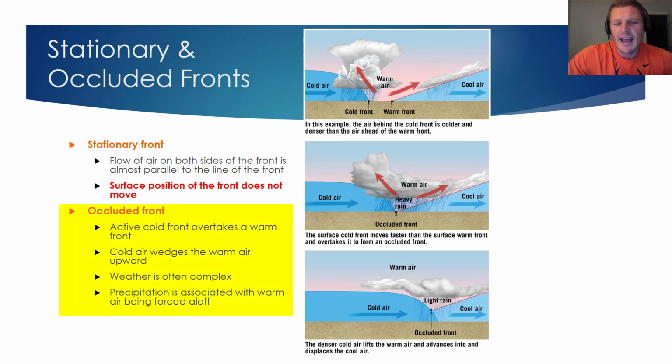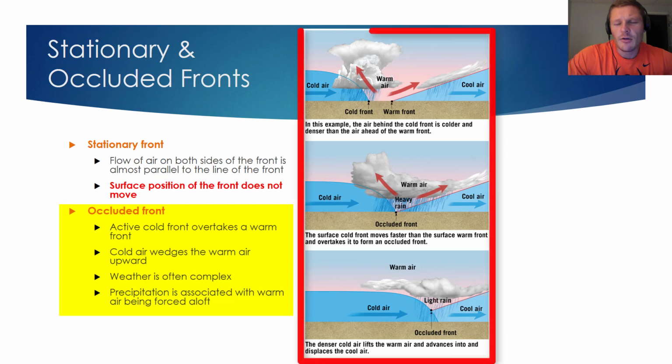An occluded front occurs when an active cold front overtakes a warm front, and then cold air wedges warm air upward. In the images shown on this slide, you can kind of see the development of an occluded front. In the top picture, we have a cold front running into a warm front, and then to the right of the warm front we have another cold front. At the warm front boundary, we see warm air overrunning cooler air, but as that cold front coming from the left smashes into the warm front, we see overrunning occurring at the cold front boundary, and we see the formation of a pretty powerful cumulonimbus cloud. And you can almost think of this as warm air getting trapped between two cold air masses.